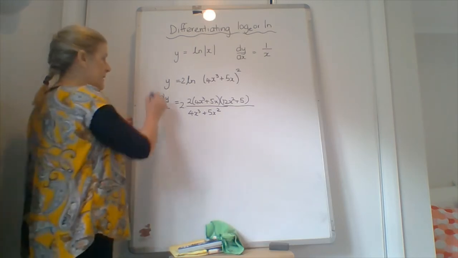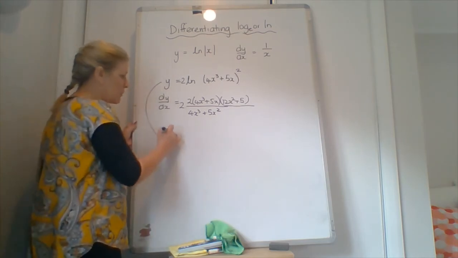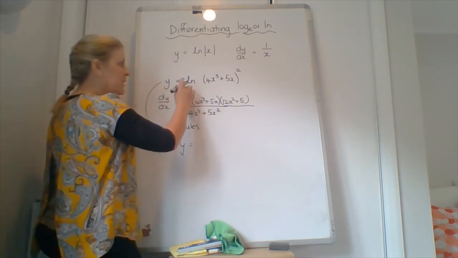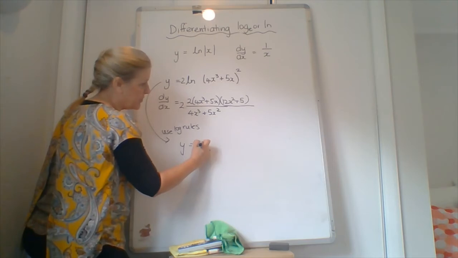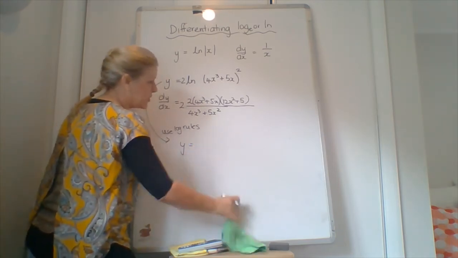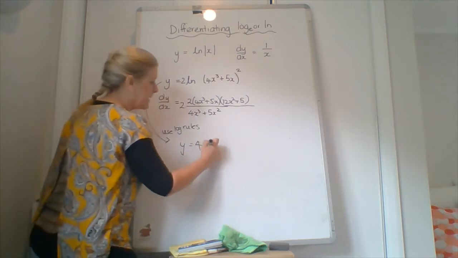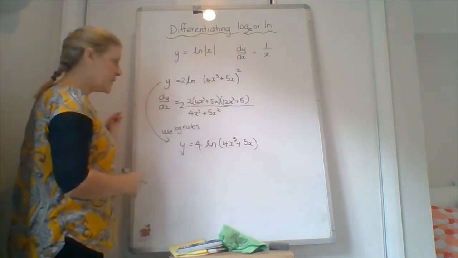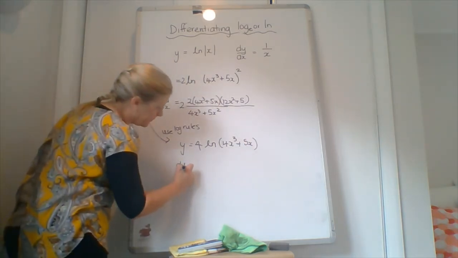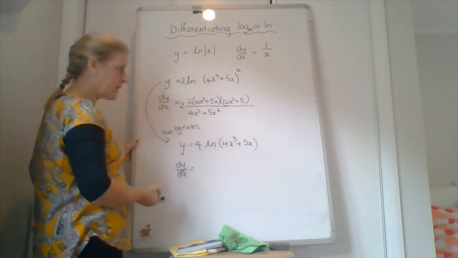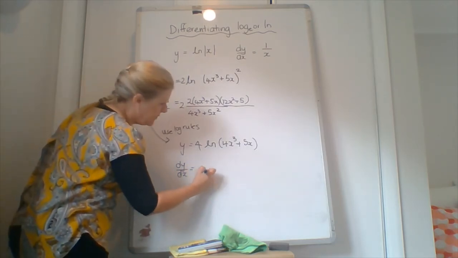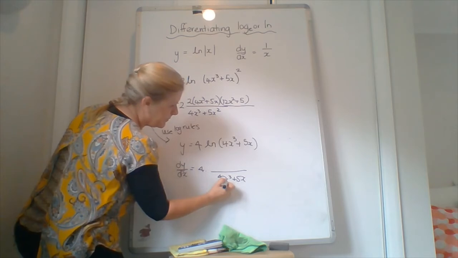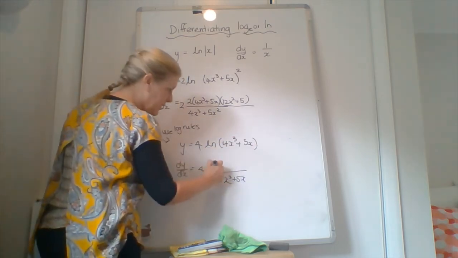What is actually easier is if we take this and use our log rules, we get y equals, take the power and put it in front, 2 times 2. 2 times 2 is 4, so I'm going to write 4 ln of this. Now if we differentiate, we get 4 of this on the bottom and whatever this differentiates to on the top.